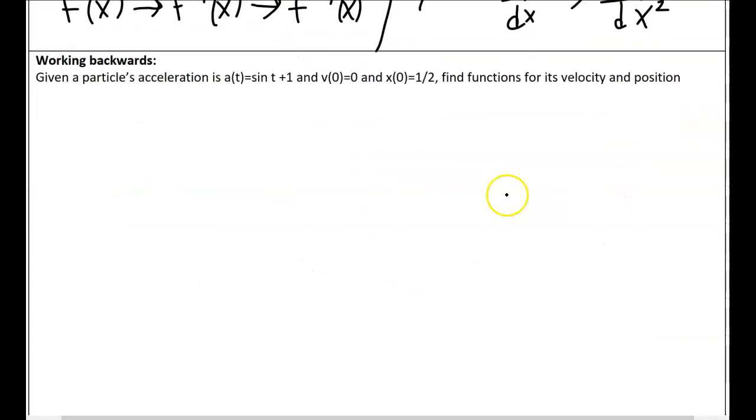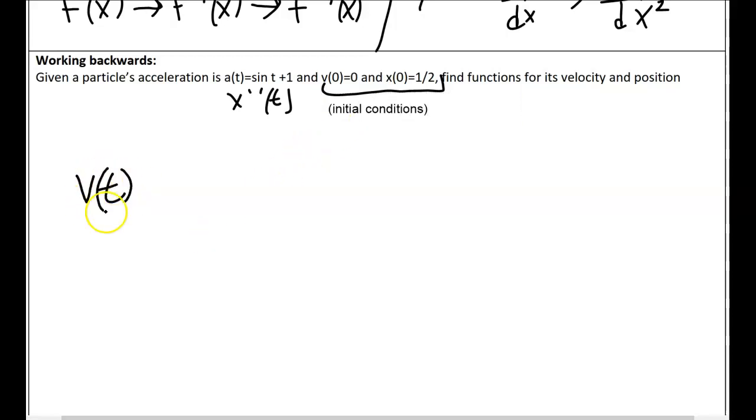Okay. The last thing we're going to do here is tackle an example of kind of going backwards. So we're going to start with this second derivative. So remember, this is, in our new notation, x prime prime of t, which is acceleration. And we're going to use it to find our original function. These, remember, are called initial conditions. And this is a previous lesson that we probably still need a little bit of work on. So my first function, v of t, is going to be the integral of a of t with respect to t.